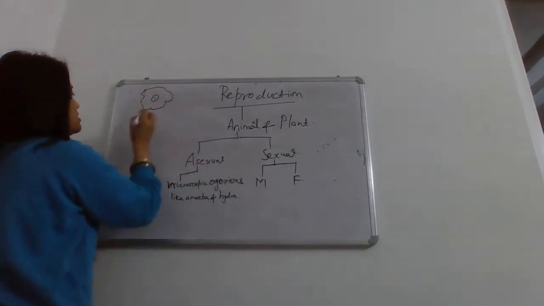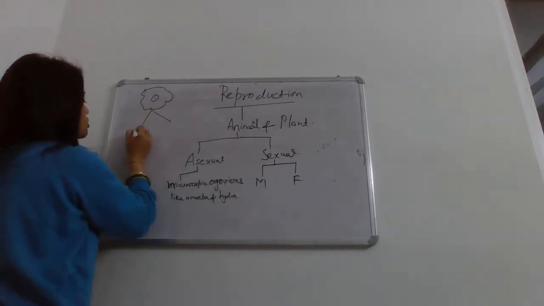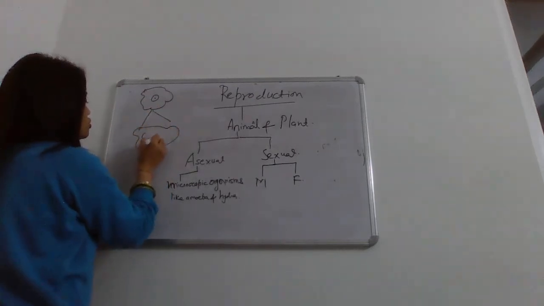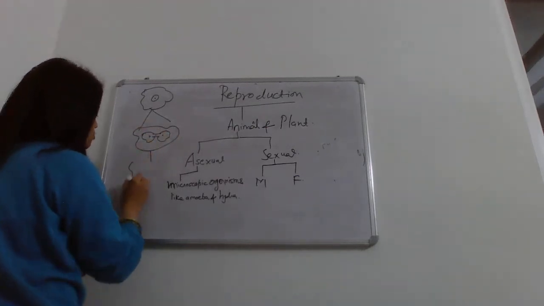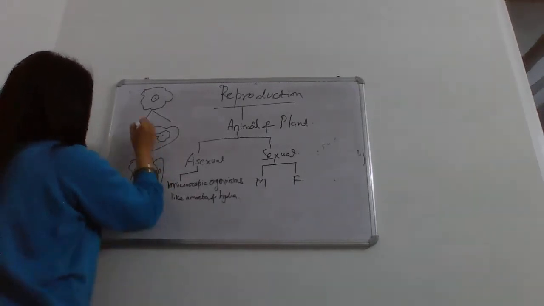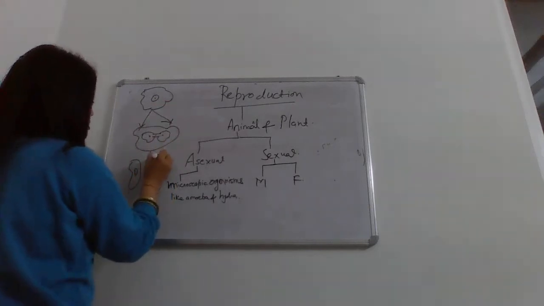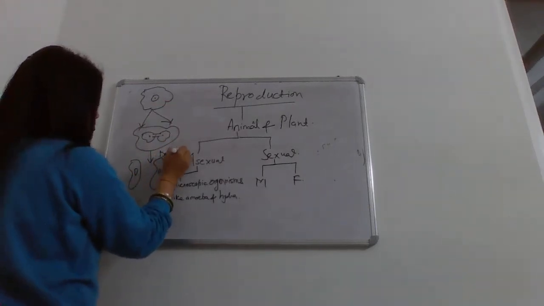In microscopic organisms like amoeba and hydra, amoeba has one single nucleus. This single nucleus divides into two small nuclei, and in a later stage they become two daughter amoebas. Okay, these are daughter amoebas.